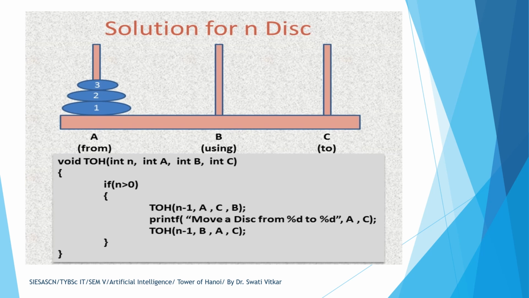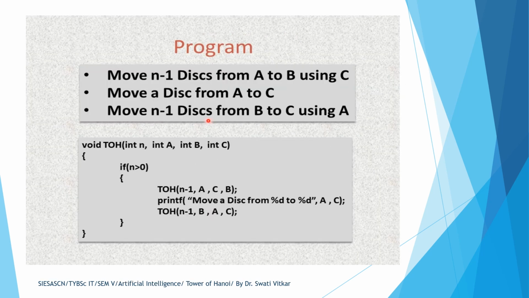Okay, so we are using a recursive function here, and the steps are again written here. Move n minus 1 disks from A to B using C. Move a disk from A to C, and move n minus 1 disks from B to C using A. And this is the algorithm for that. So Tower of Hanoi n minus 1, A C B, that is tower A to tower B using tower C. And here we are writing printf A to C.